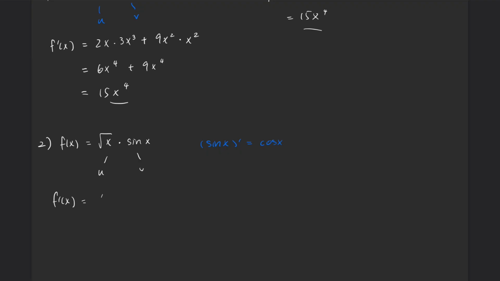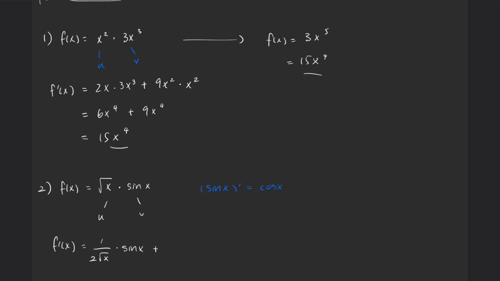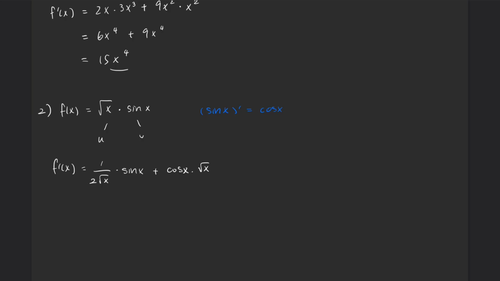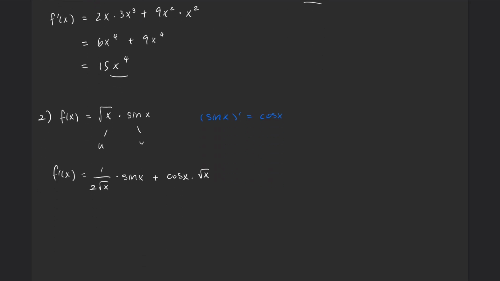So that's 1 over 2 square root x multiplied by sine x, plus v prime u, which is v prime, which is cosine x, multiplied by root x. And that is the derivative of this nasty product of two functions, and we just did that really easily. Well, that's the product rule, and it is something really nice that we use a lot.